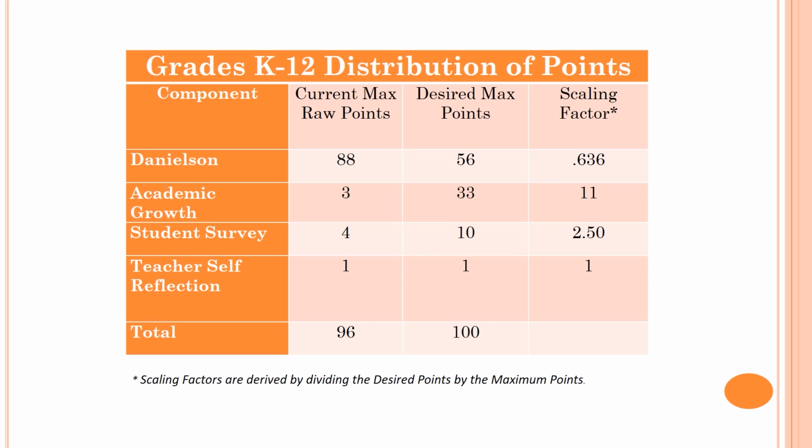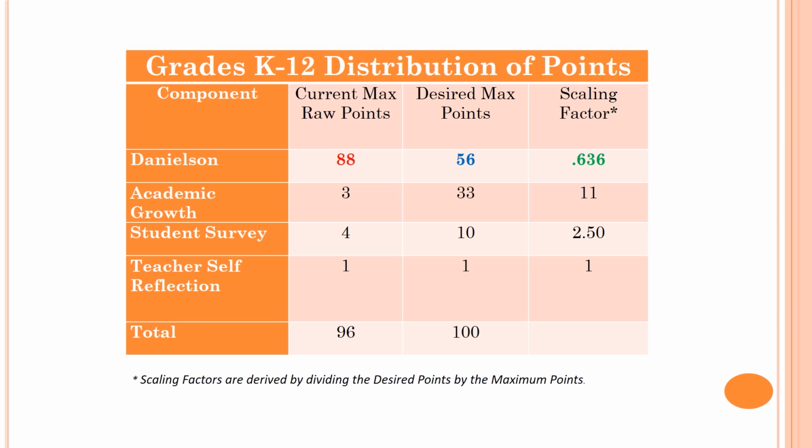Here is an example of how the final classification will be determined. Your score from the TUSD Modified 2013 Danielson Framework will be multiplied by 0.636 to reach the desired point weight. Student academic growth data will be multiplied by 11 to reach the desired point weight. Student survey will be multiplied by 2.5 to reach the desired point weight. And teacher self-review is worth 1 point. As a teacher, you will be able to determine where you stand as you progress through the evaluation process.